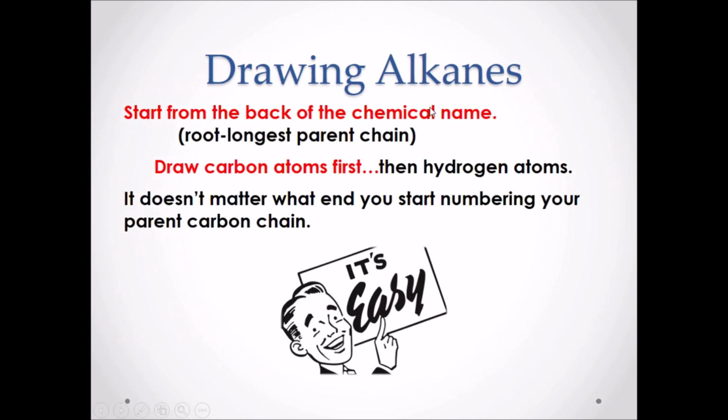Drawing alkanes. This is much easier, and it's important to note that not everyone's drawing will look the exact same, but they could all be correct. You may just be drawing that molecule from a different perspective. When drawing, always start from the back of the chemical name. That is the longest carbon chain. Draw your carbons first, then add the hydrogen atoms. And remember, it doesn't matter what end you start numbering your parent chain from, because you may be looking at it from a different perspective.